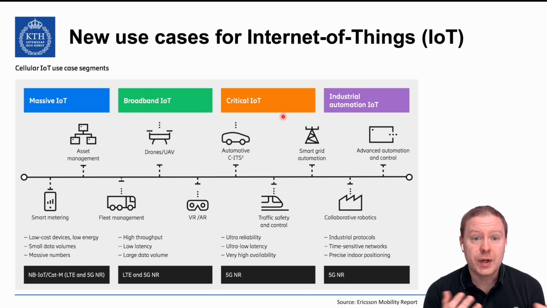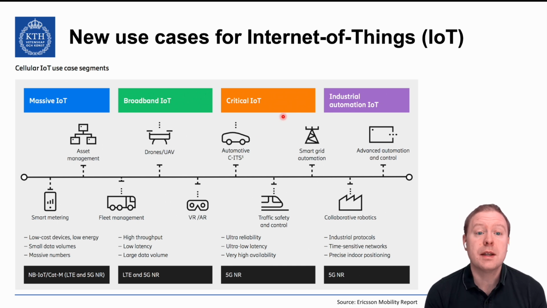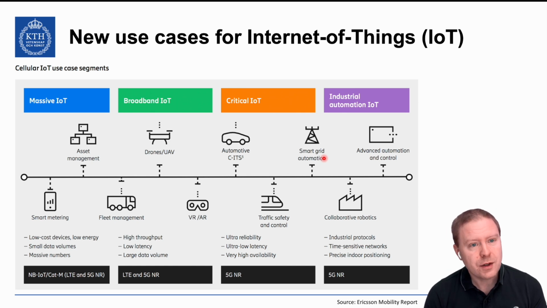And then we have the critical IoT. So this might be things like connected vehicles or traffic safety of different kinds or the smart electricity grid, where we might not have that much data that we need to deliver, but it needs to be extremely reliable, with extremely low latency, high reliability and availability everywhere, so that whenever you need to send small pieces of data for something that's really mission critical, the connectivity should always be there.